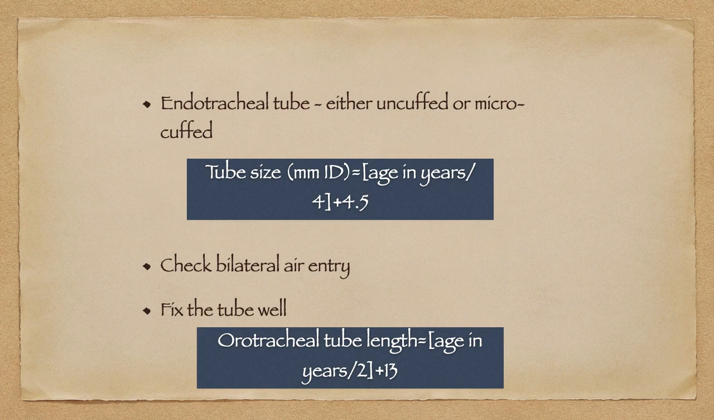Check bilateral air entry, fix the tube well. Where you are going to fix: orotracheal tube length equals age in years divided by 2 plus 13. If it is a 1-year-old child, then 1 divided by 2, that is 0.5, plus 13. So 13.5 should be the correct place where you have to fix the tube.